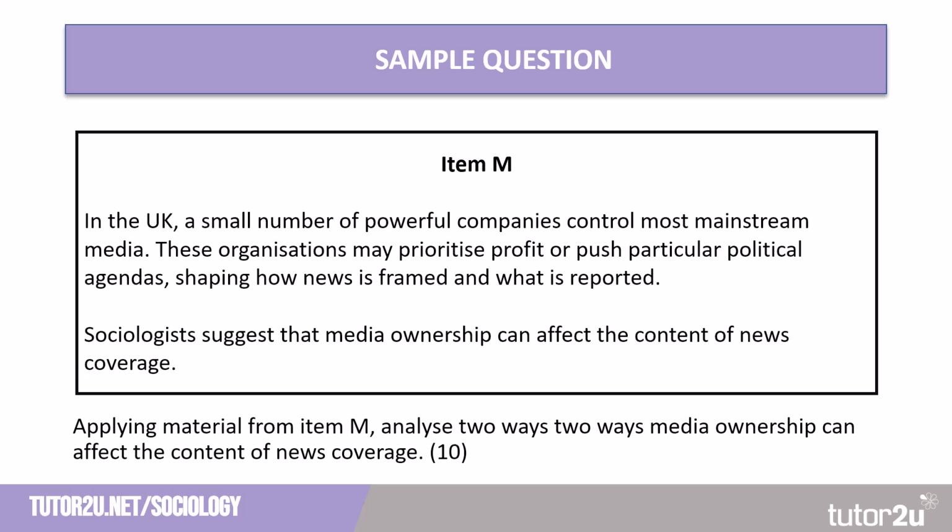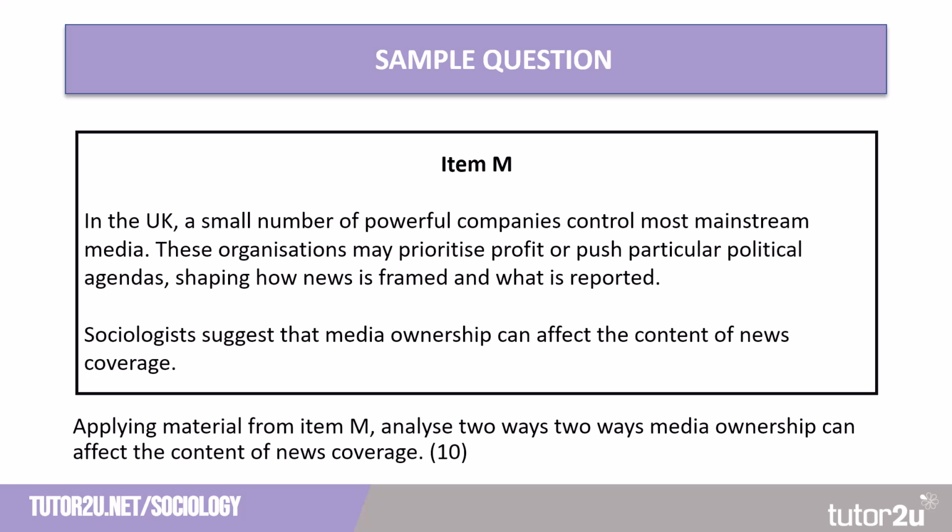The item states, in the UK, a small number of powerful companies control most mainstream media. These organisations may prioritise profit or push particular political agendas, shaping how news is framed and what is reported. Sociologists suggest that media ownership can affect the content of news coverage. Now it's important to note that the second paragraph here is repeating the question, and so hooks that are taken from that wouldn't be credited in an exam situation.